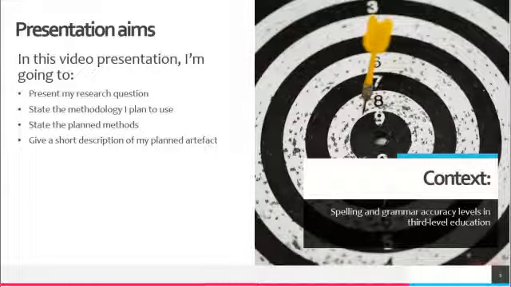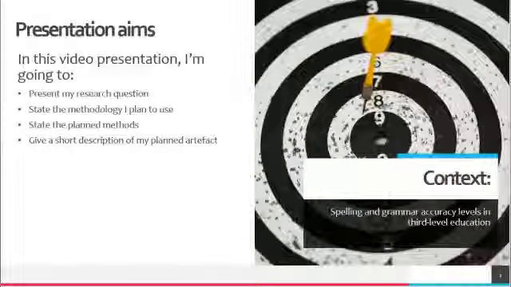My research area broadly relates to spelling and grammar accuracy levels in third level education. I picked this area because it's an area that I'm highly interested in. As you know, I work as an editor in a third level college, and I strongly believe that correct spelling, grammar, and punctuation is a vital component of clear communication, and that there can be a lot of ambiguities and misunderstandings if these elements are not correct.